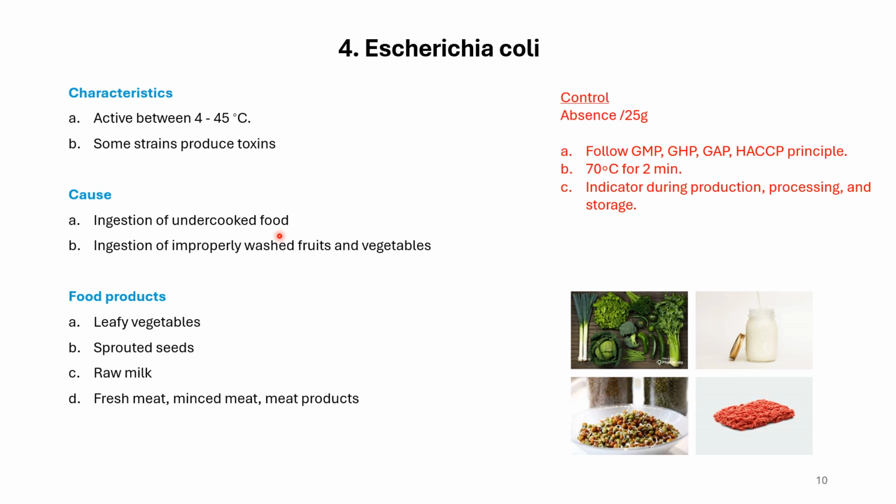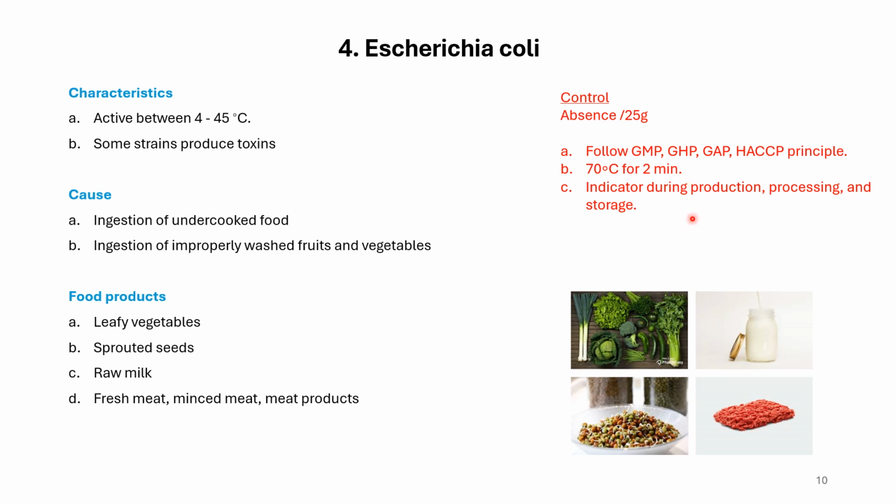So if you want to carry out some sort of check to ensure that this organism or any other pathogen is not there, then you can check for E. coli in the product. And it will show to what extent GAP, that is good agricultural practice, has been followed. Because of the low infective dose and high severity of the disease, what we aim for is absence per 25 gram. This can be achieved by following good manufacturing practices, good hygienic practices, good agricultural practices. Then 70 degrees Celsius for 2 minutes. This is the pasteurization condition. The cell cannot withstand this. It is an indicator during production, processing, and storage.